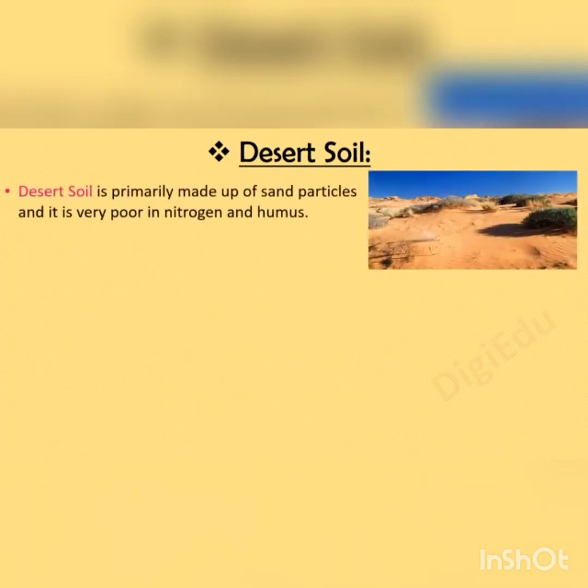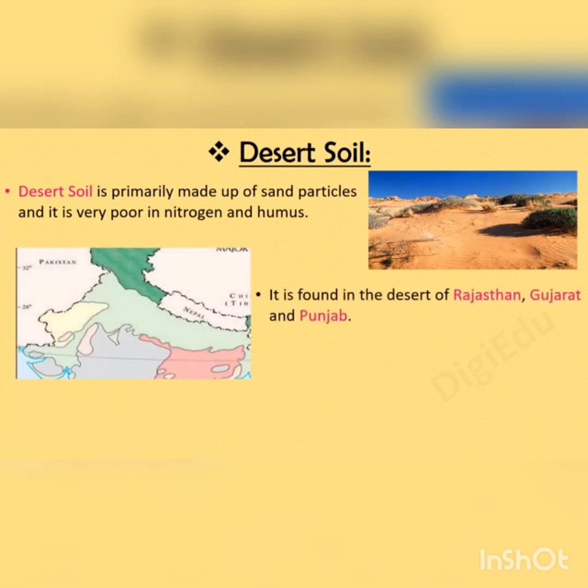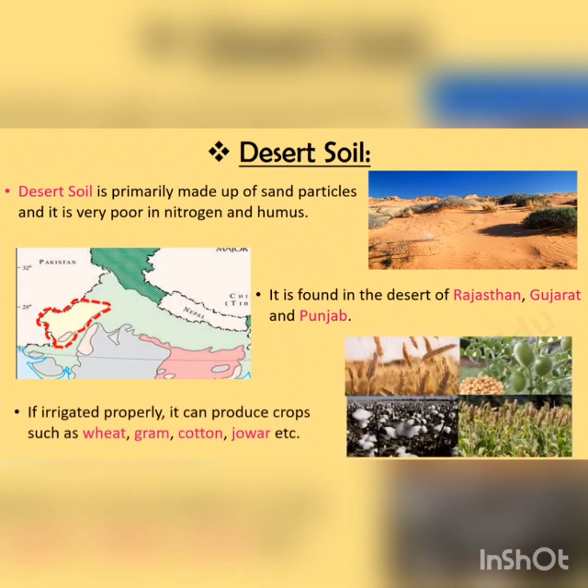Next comes the desert soil, basically found in Rajasthan in India. Desert soil is primarily made up of sand particles and it is very poor in nitrogen and humus. It is found in the deserts of Rajasthan, Gujarat, and Punjab. If irrigated properly, it can produce crops such as wheat, gram, cotton, jowar, etc.